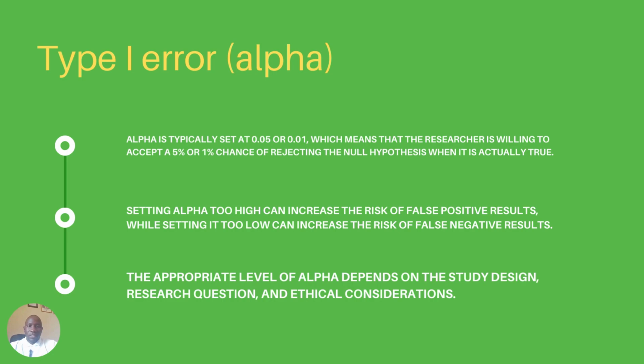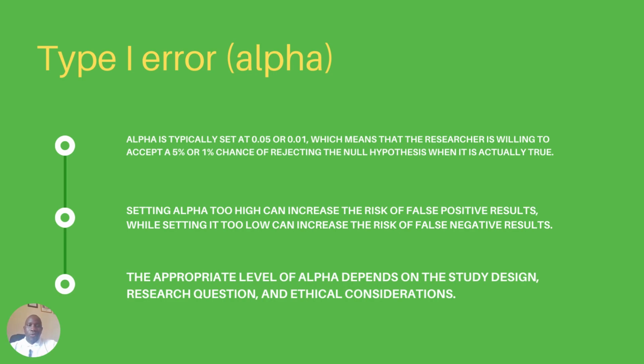So alpha is usually set conventionally at 0.05 or 0.01. Okay. This therefore means, in simple English, that if you choose either 0.05 or 0.01, you're basically saying that you're willing to accept either a 5% chance or a 1% chance of rejecting a null hypothesis when it is actually correct. Okay, that is what you're stating in your study.